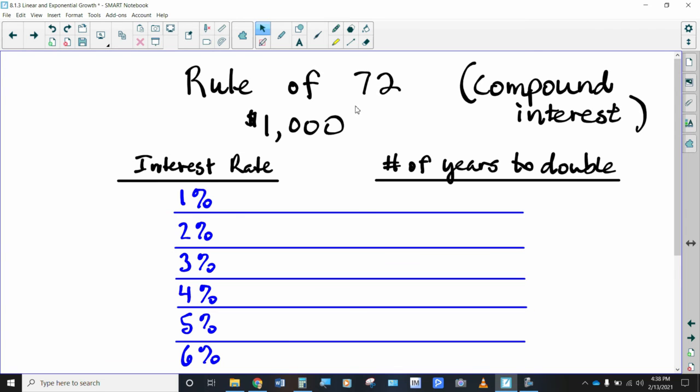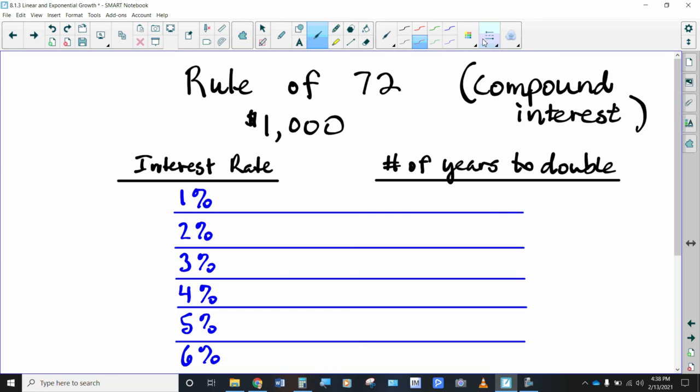I don't know why this rule works. I would love to understand the deeper mathematics involved here. I'll admit I've never looked into it, but I don't think I really care to. It's not something that I would be teaching you other than trust that it works, and I'll prove it to you with the calculator. So the rule of 72 works like this.